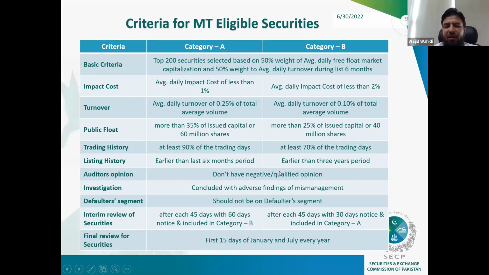Trading history: at least 90% of the trading days during the last 6 months, the shares should have been traded. That shows that the script has some liquidity to be traded in the market. Because what is the purpose of this? The purpose is that whenever any default occurs, NCCPL has the option to offload it in the market easily.